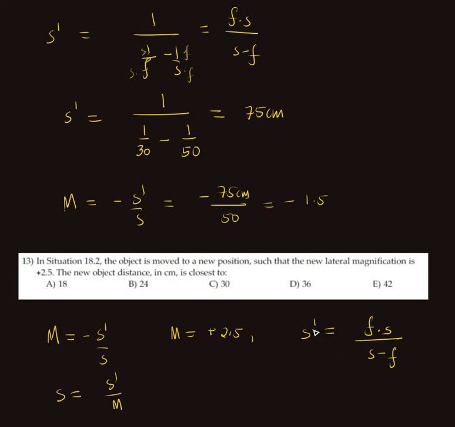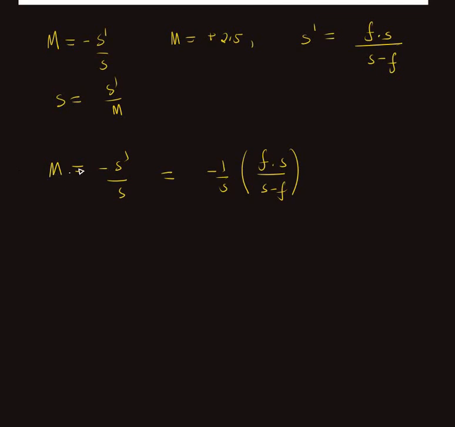So now, substituting s prime in this equation, I'm going to write this here in a second. And look what I did. I put m is equal to minus s prime divided by s, and I'm going to substitute s prime, which is all this here. So I will have minus 1 over s, and now substituting s prime, I get f times s divided by s minus f, and you can see clearly that this s and this s cancel. So the only thing we have here is minus f divided by s minus f. So now we have m is equal to minus f divided by s minus f.